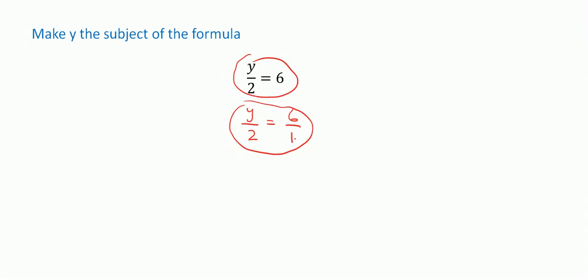Now the reason why I'm writing it like this is that in order to change the subject of the formula here, you have a fraction being equal to a fraction. So we have something like a over b is equal to c over d, right? Whenever we have a fraction like this, it is true to say that a multiplied by d is equal to b multiplied by c, right? This is cross multiplying.